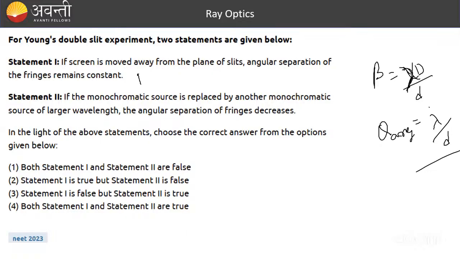So when you are changing capital D, the angular separation, lambda by small d, is not going to change. Second statement: if the monochromatic source is replaced by another monochromatic source of larger wavelength, angular separation of fringes decreases. So what is your angular separation? It is directly proportional to lambda. If lambda is increasing, theta will also increase. Here it is said it is decreasing. That is incorrect. So the correct option is: one is true, two is false. So option B.